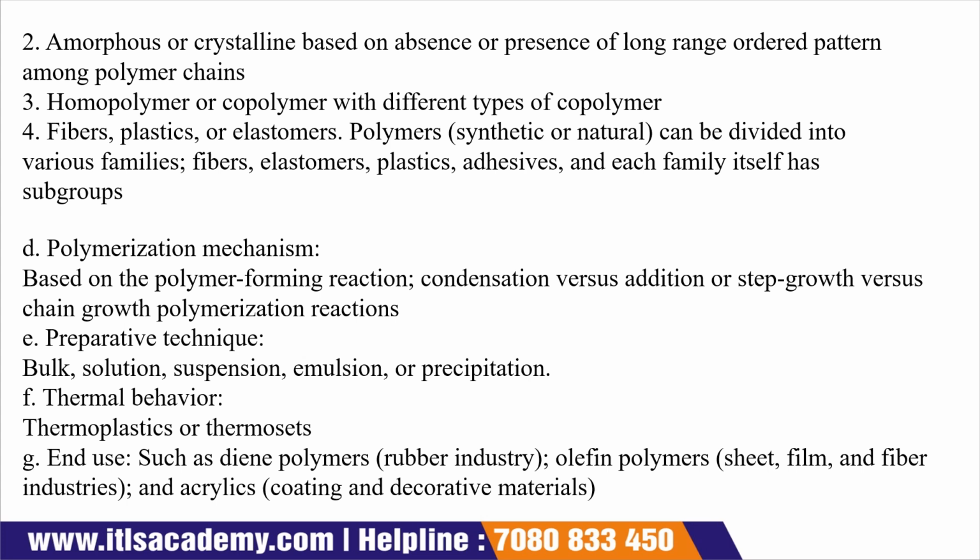Now the next is amorphous or crystalline, based on the absence or presence of a long range order pattern among the polymer chains. Amorphous or crystalline is totally based on whether there is a presence or absence of a long range order pattern among the polymer chains. Next is homopolymer or copolymer, which are different types of polymers. Then fibers, plastics, elastomers.